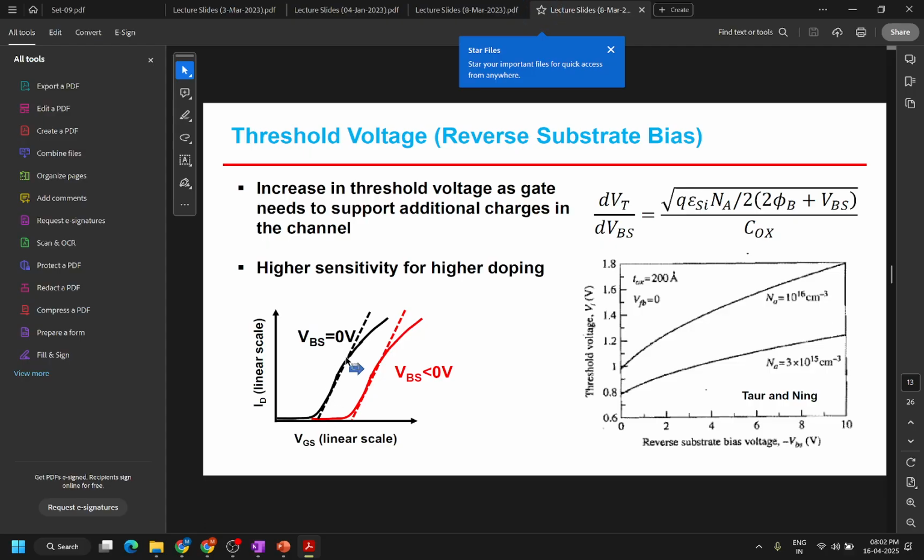So you see, for body 0, your threshold was here, but for body voltage less than 0, your threshold shifts to the right, so it is higher. Yes, so you will have to give more gate voltage to get to your threshold if your body voltage is less than 0.